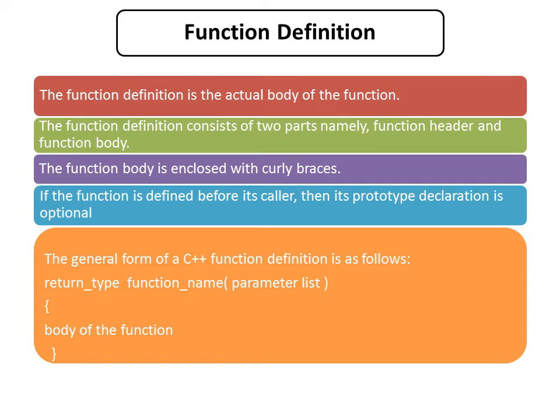The function header is nothing but the first line of the function. It is the same as the function prototype declaration, and it also contains the return data type, the function name, and the parameter list. Another main thing is, if the function is defined before its caller, that is before the calling function, then its prototype declaration is optional. That is, it is not necessary to declare a function once it is defined before the main function or any of the calling functions. So this is the general form of a C++ function.